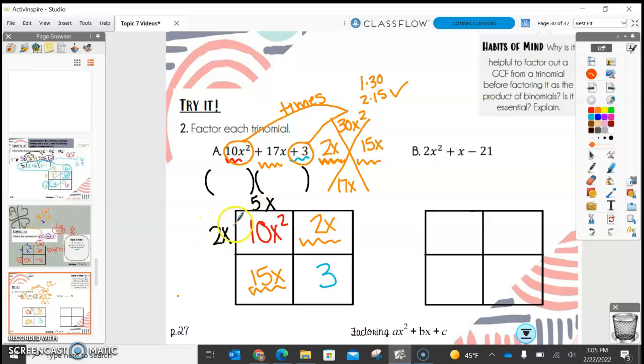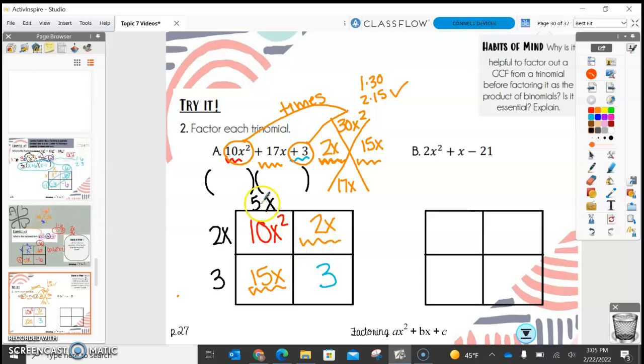Let's talk about why this is the correct spot for it. It does matter this time. 5 has to multiply by something to give me 15. And I can get 5x times 3 to make 15x. Had I put the 2 up here, 2 would not have nicely gone into 15. It would not have been a whole number. We don't want to get decimals. So it was important that I put the 5x above the 10 and the 15 and the 2x across from the 10 and the 2.